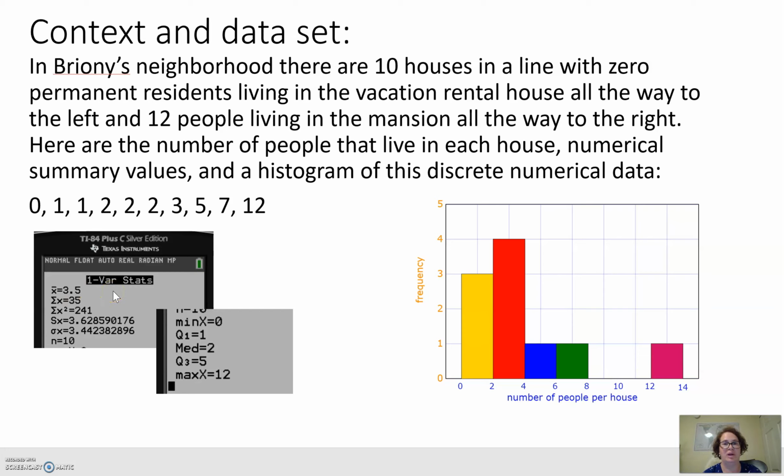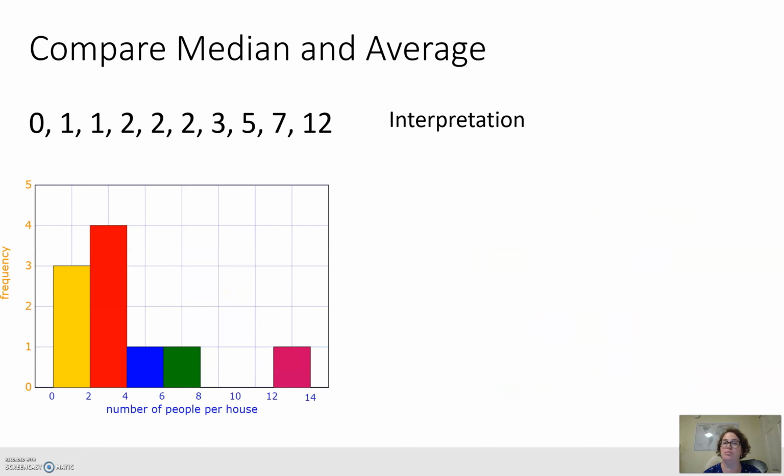That's a big if. No one's going to be told to go live in somebody else's house. That's not what we would do. Median, 2 people, saying half the houses have 2 or more, half the houses have 2 or fewer people. So we want to compare those two measures of center. And so here we go.